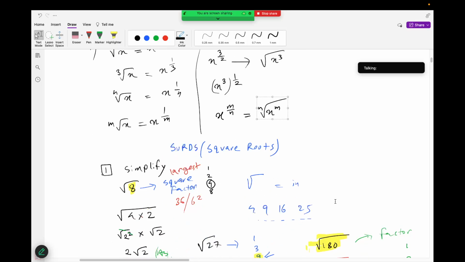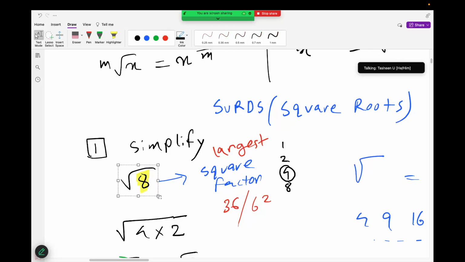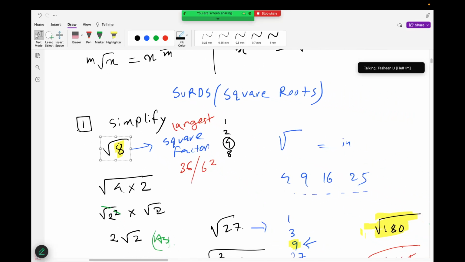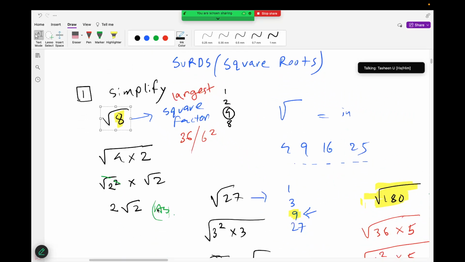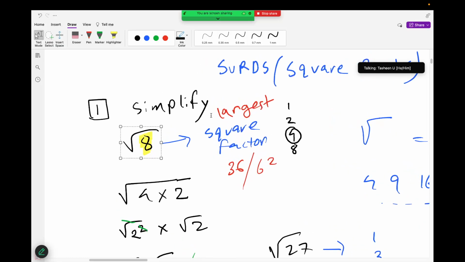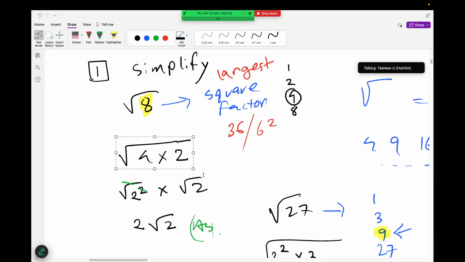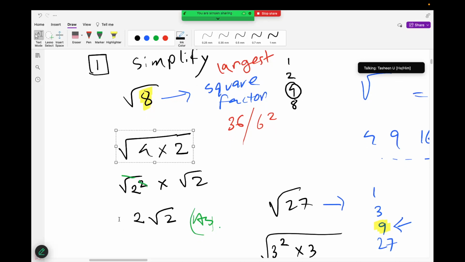When we simplify, let's say we have root 8, and we want to simplify it in the most simplified manner. So what we do is we think of the largest square factor of 8. What are the factors of 8? 1, 2, 4, 8. The largest square factor of 8 is 4, and we write it as a product of that, so 4 into 2, and then we can split this root into root 4 and root 2. Root 4 can be written as 2 square, so this becomes 2 root 2.